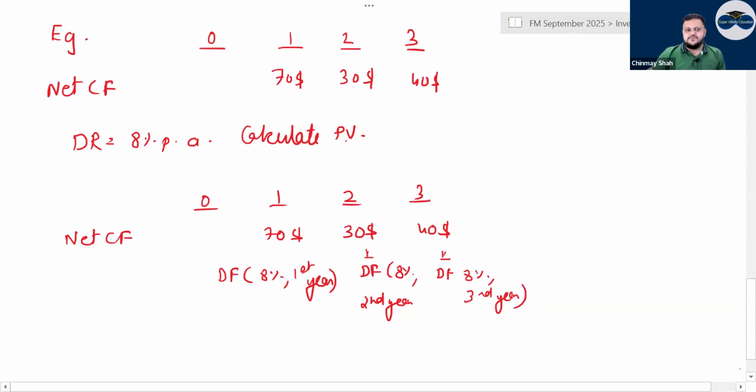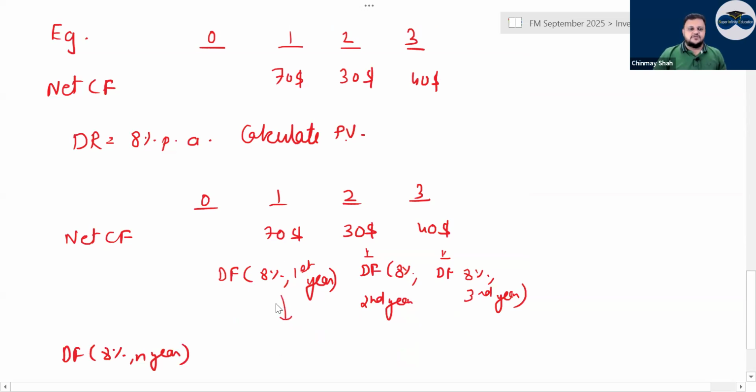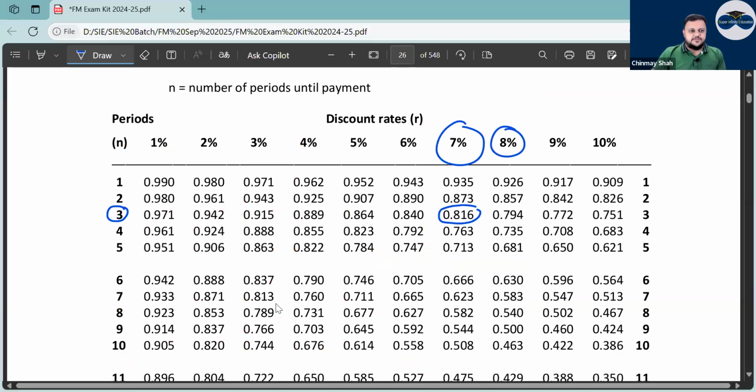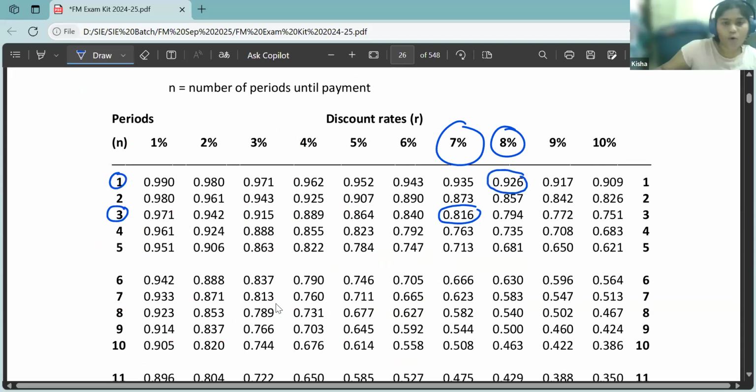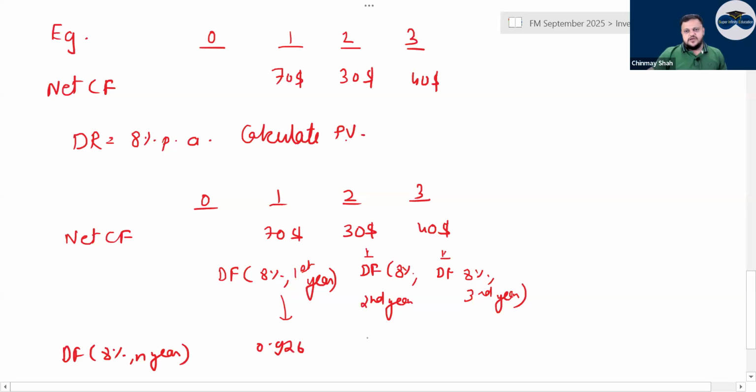So chalo, quickly, can we go to the table? 8% first year, get the discounting factor 8%, comma, n years. Chalo, write it down below this, below 8% first year. 8% first year. How much is it? 0.926. Then 8% second year.